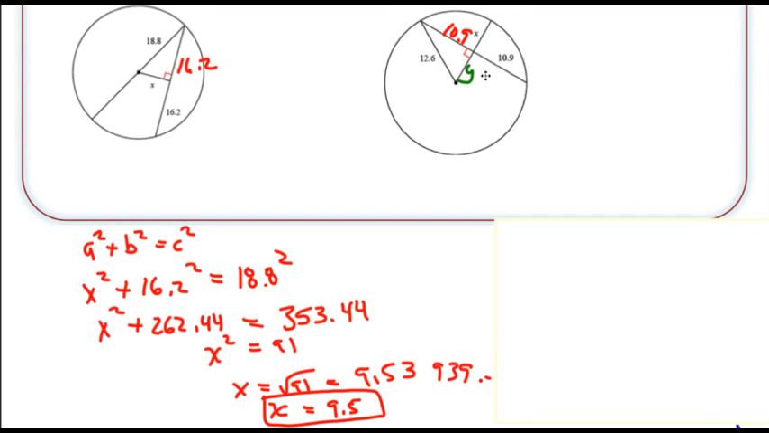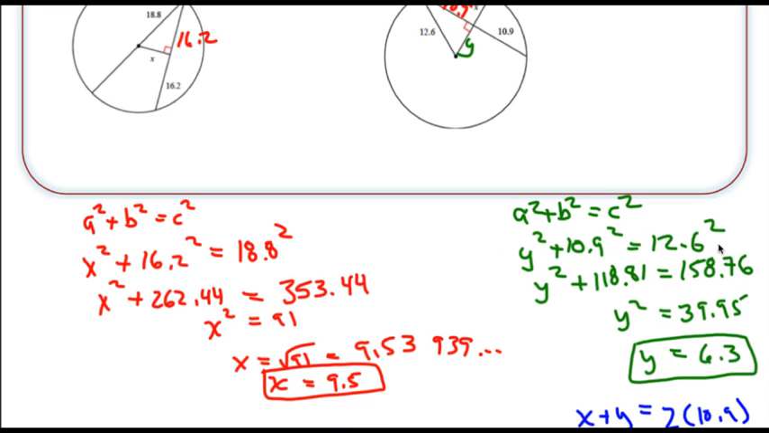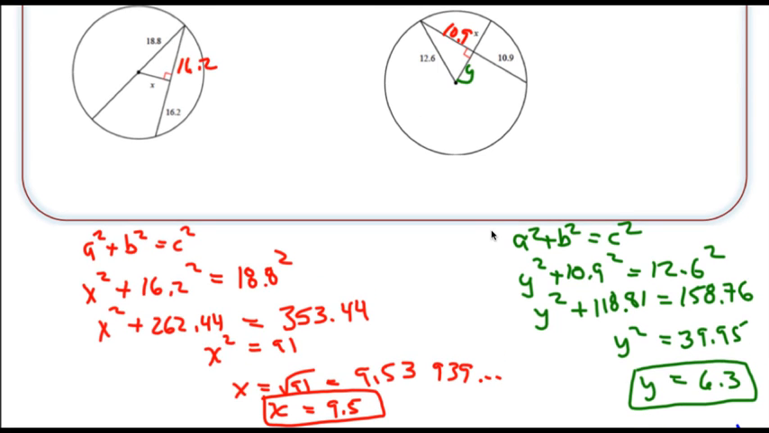Let's look at the next one. All right, so same situation. You have half of the chord. So I wrote it over there. We get y. Remember, I wrote my y down. So we get a squared plus b squared equals c squared. All right, plug in the values. You're going to get y squared equals 39.95. Take a square root. You get y equals 6.3. Keep in mind, though, that's only the leg of the triangle. X is actually that other little segment between the chord and the edge of the circle.